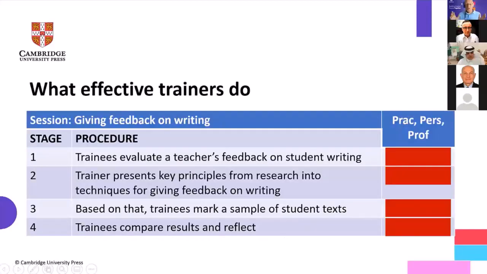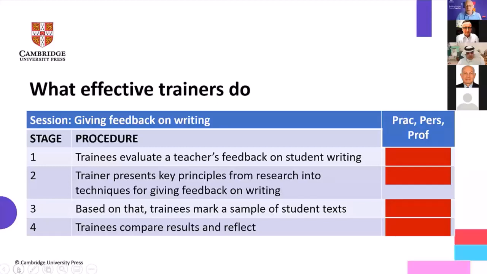Here's a draft training session. And this is an example of a possible training session on giving feedback on writing. So we're working with teachers, and we want to help our teachers to understand more about effective feedback on writing that students have produced. And over on the right-hand side, where those red blocks are, we're going to decide if it's a practical aspect or a personal aspect or a professional aspect. And do remember, it could be more than one. It doesn't just have to be one of these particular elements.